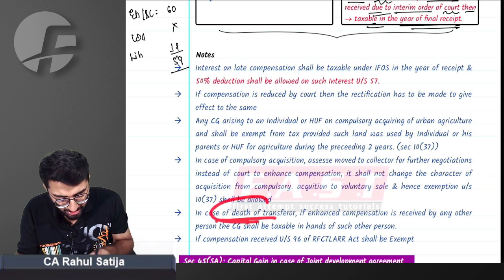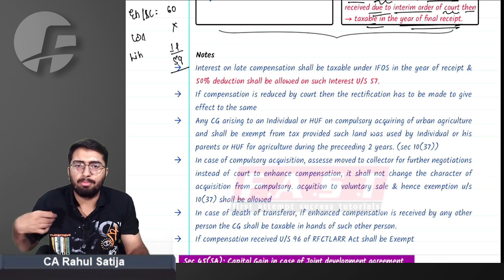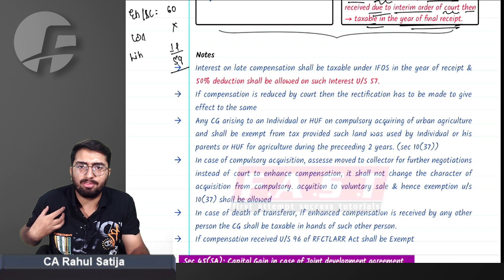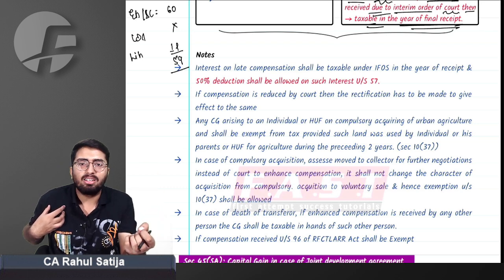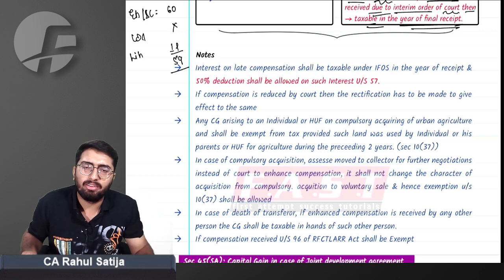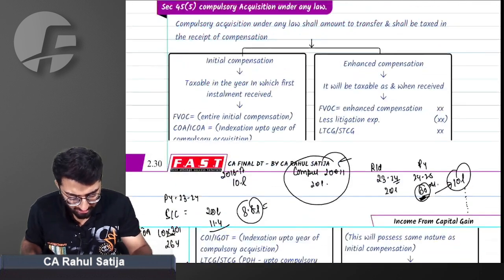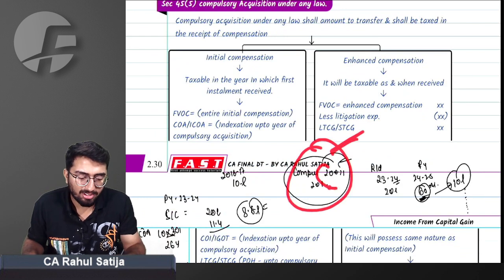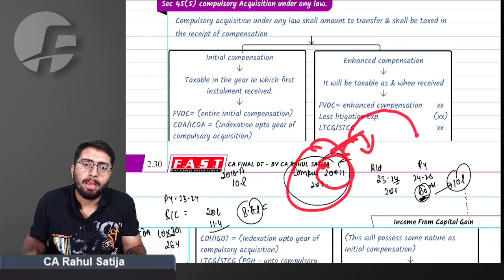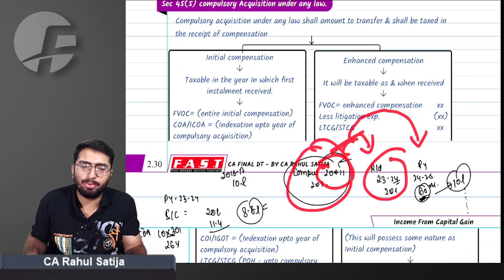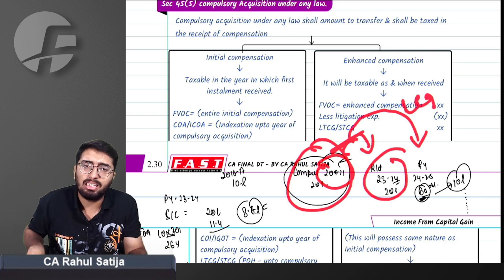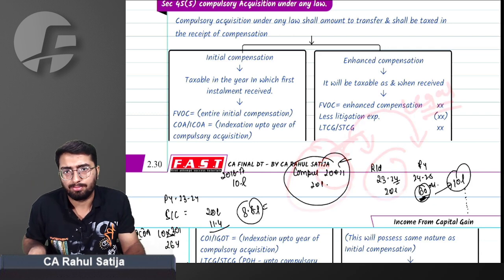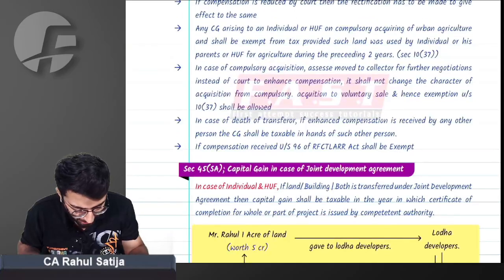Sir, what in case of death of the transferor? For example, my property was bought in 2016-17 and acquired in previous year 2021, but I died in the previous year 21-22. Just look at this case: my property was acquired in previous year 2021, I died the next year, and compensation was received in previous year 23-24. In whose hands will it be taxable? The right answer is in the hands of the legal heir. Okay, sir, we did get your point.